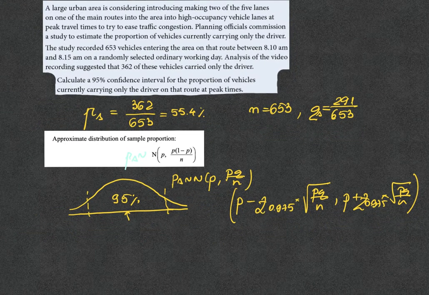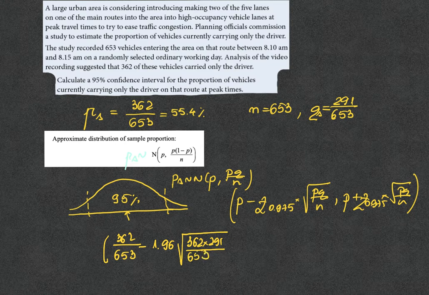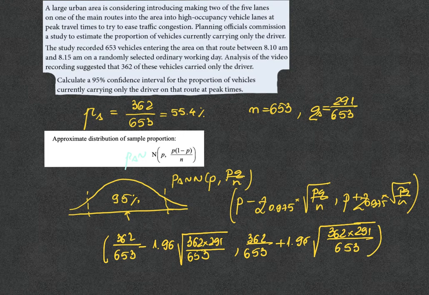In my case, it's going to be 362 over 653 minus 1.96 square root of 362 times 291 over 653, comma, 362 over 653 plus 1.96 square root of 362 times 291 over 653. So this one is about 0.516, 0.592.